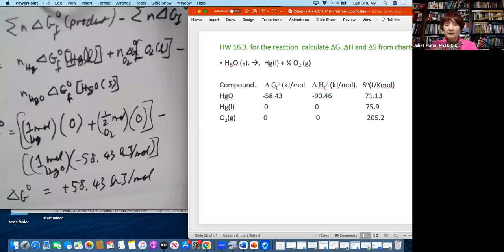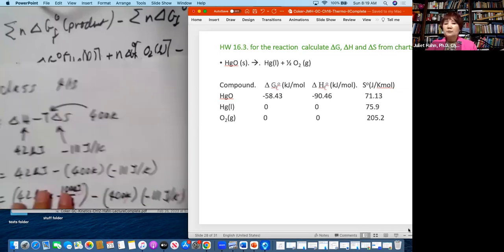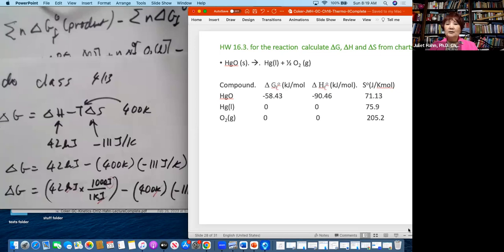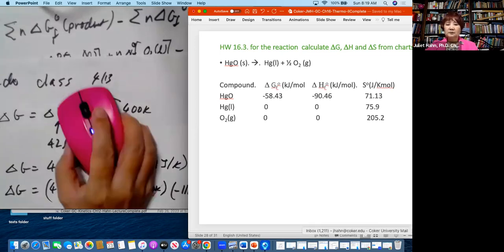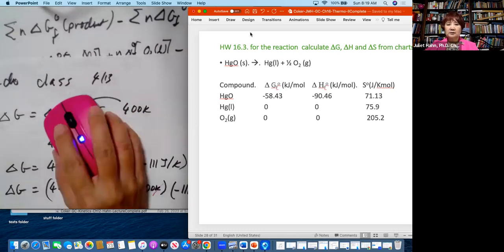Okay, so that is the end of the material that we covered. This is a redo of the class of April the 13th. So that takes care of the first part of the Thermo 2 chapter. And I will shortly post it.